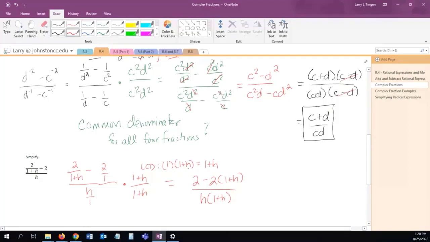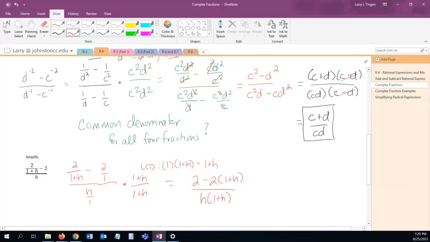Now I did 2 steps here. I multiplied every numerator by 1 plus h. The 1 plus h is divided for the first one, and that's where this 2 comes from. The 1 plus h does not divide here, it just stays on top. So that's where I get the 2 times 1 plus h. And in the denominator, h times 1 plus h is h times 1 plus h.